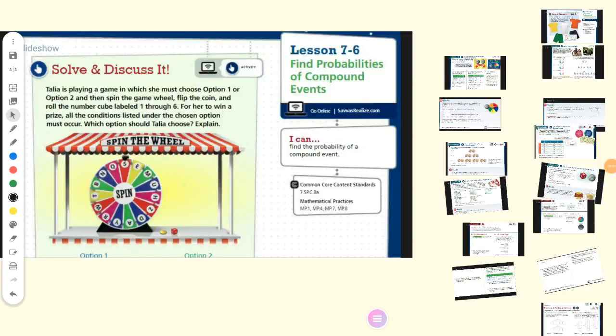Good evening, everyone. The lesson today is lesson 7.6 about finding probabilities of compound events. Last time we studied the meaning of compound events, which is doing more than one event at the same time, and we learned how to find all possible outcomes, which is the sample space. Today, after you find the sample space, we need to find the probability of a specified event. So let's start the lesson.